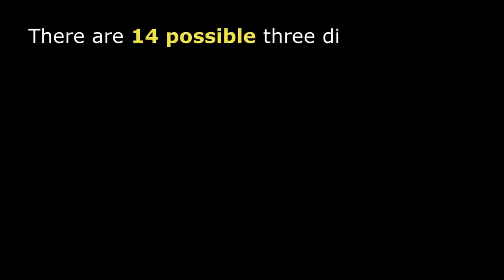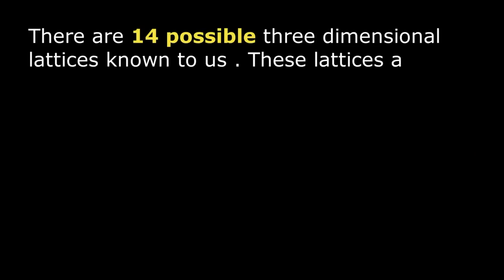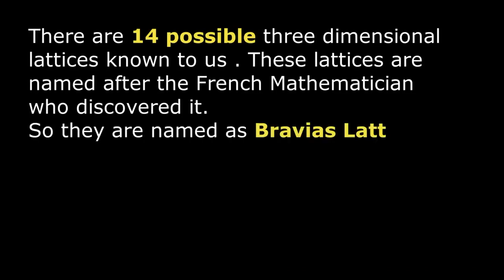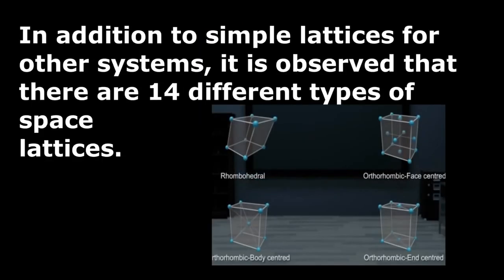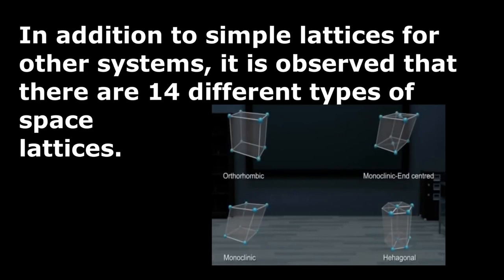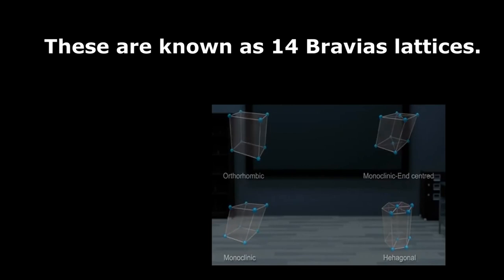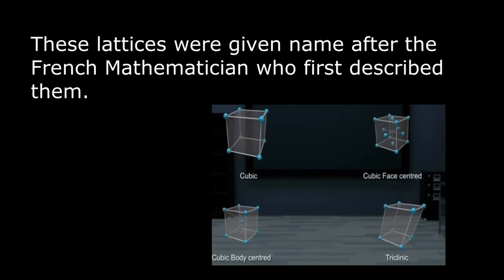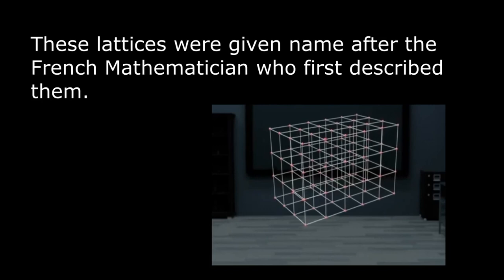There are 14 possible three-dimensional lattices known to us. These lattices are named after the French mathematician who discovered it. So they are named as Bravais lattices. In addition to simple lattices for other systems, it is observed that there are 14 different types of space lattices. These are known as 14 Bravais lattices. These lattices were given name after the French mathematician who first described them.